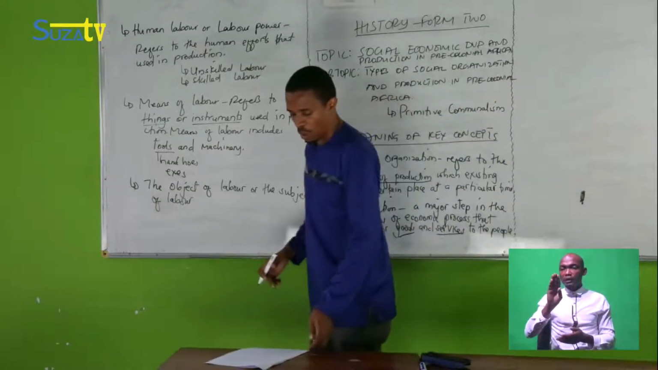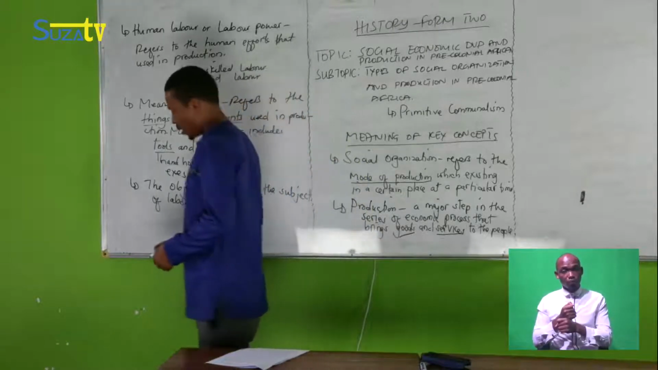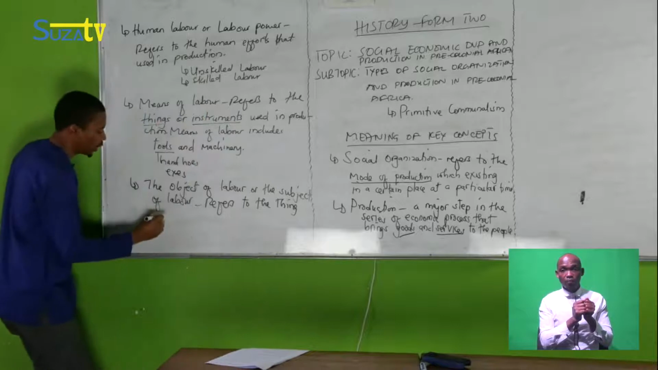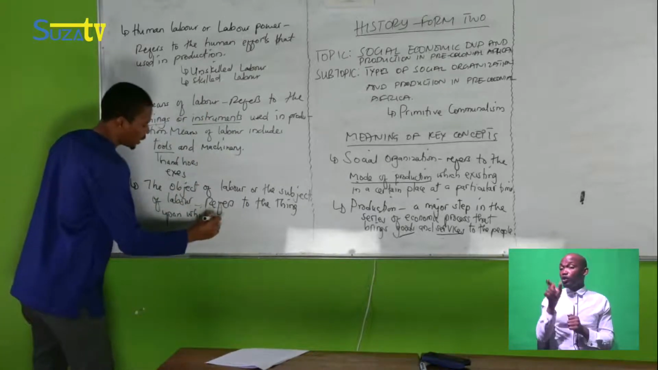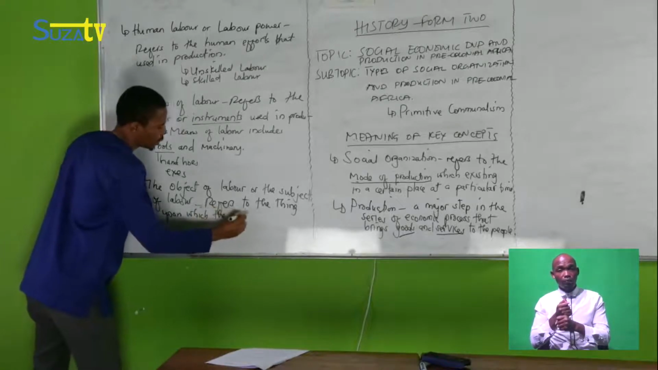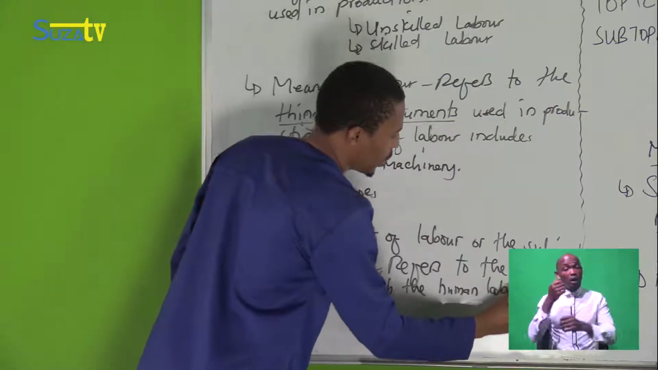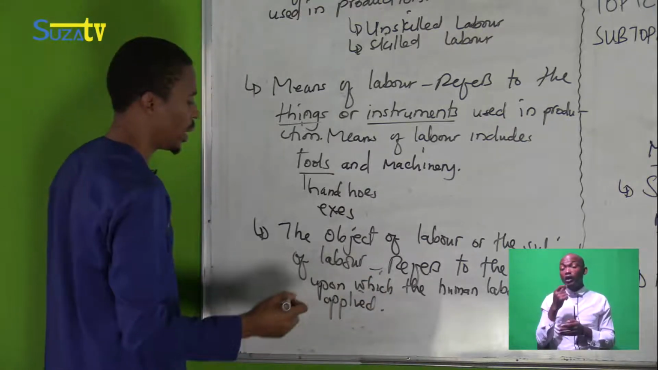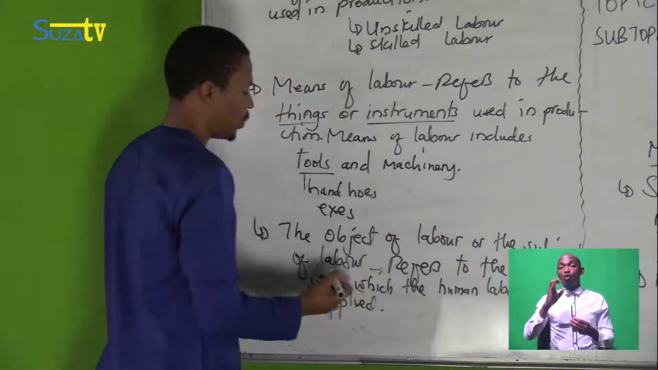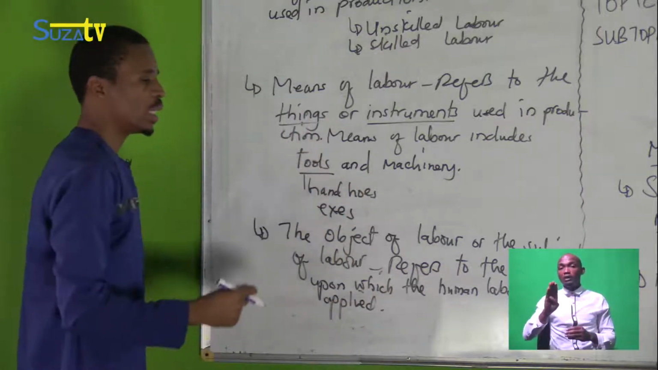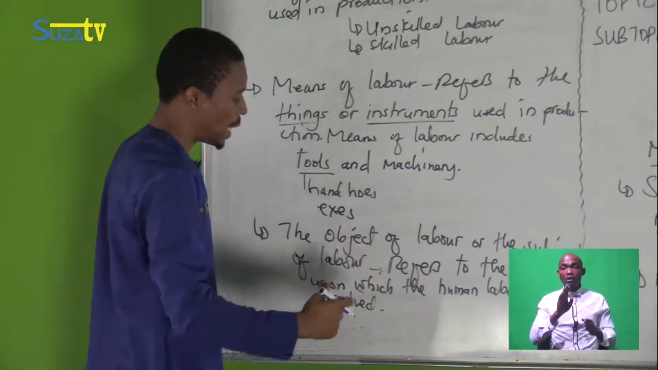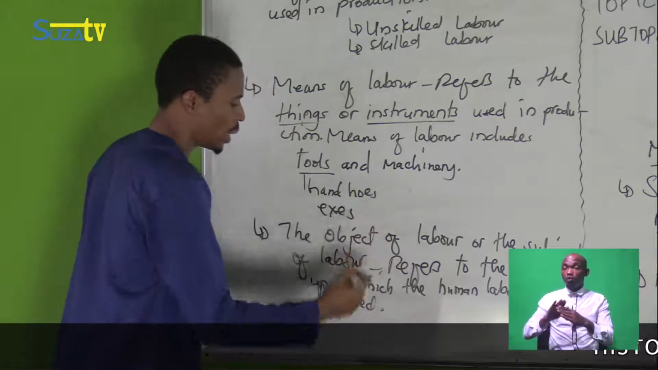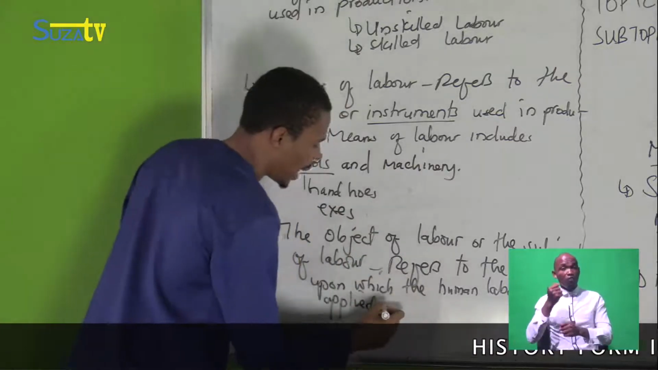The subject of labor or object of labor refers to the thing upon which human labor is applied. Here, simply we can say the object of labor or the subject of labor is where a human being supplies his or her strength, his or her labor, his or her powers. And the most common example of the object of labor or the subject of labor is land.